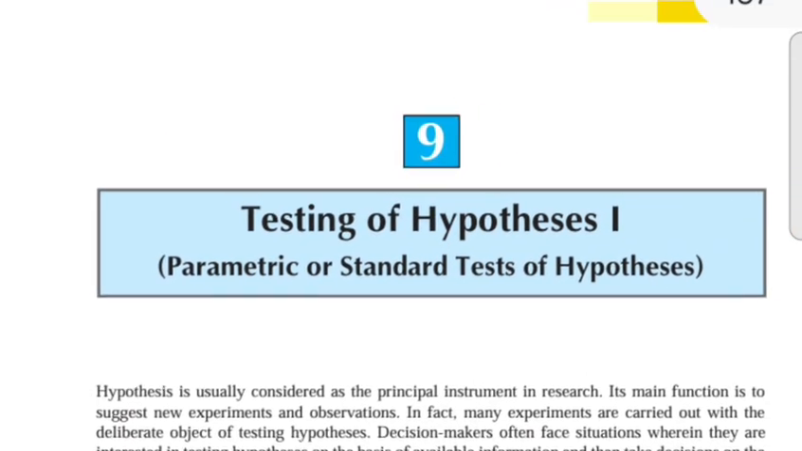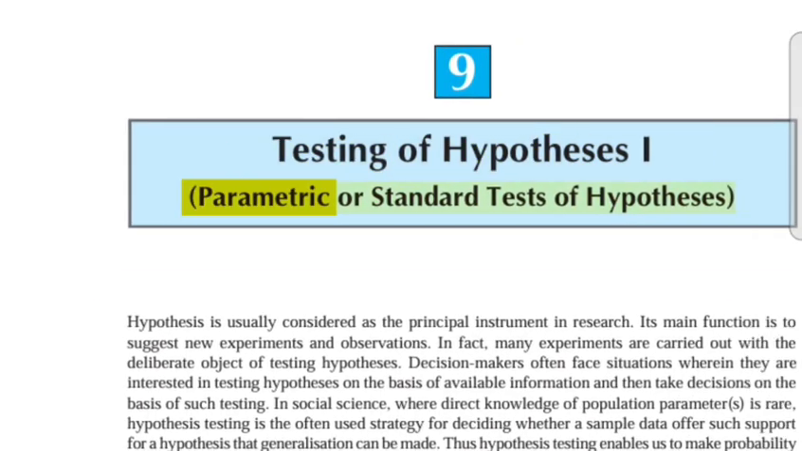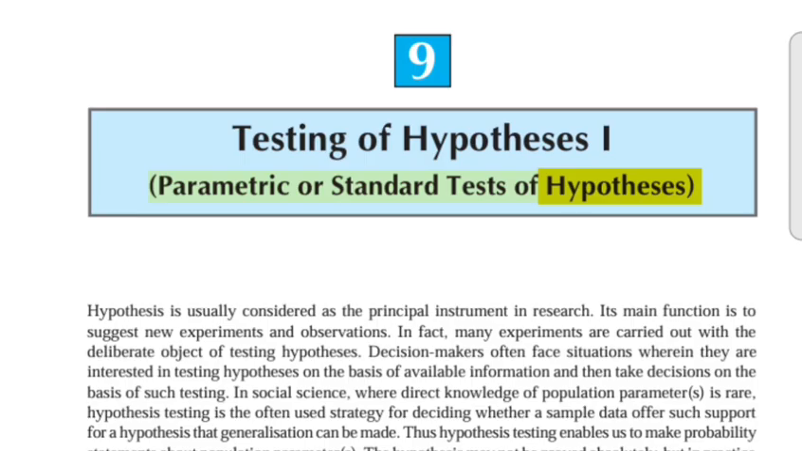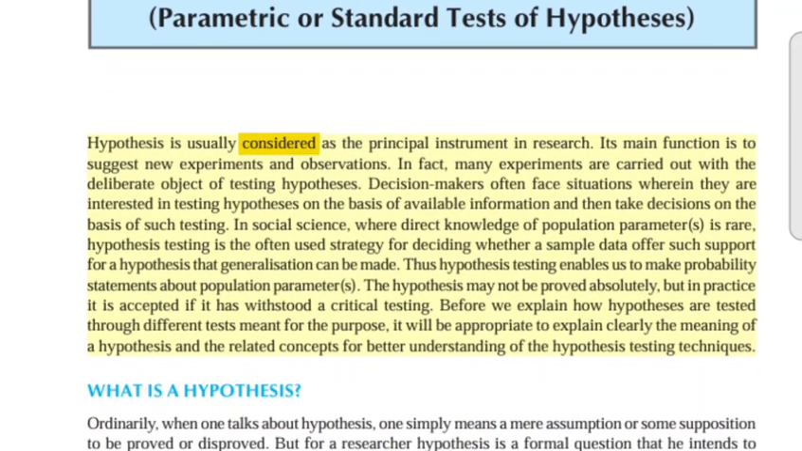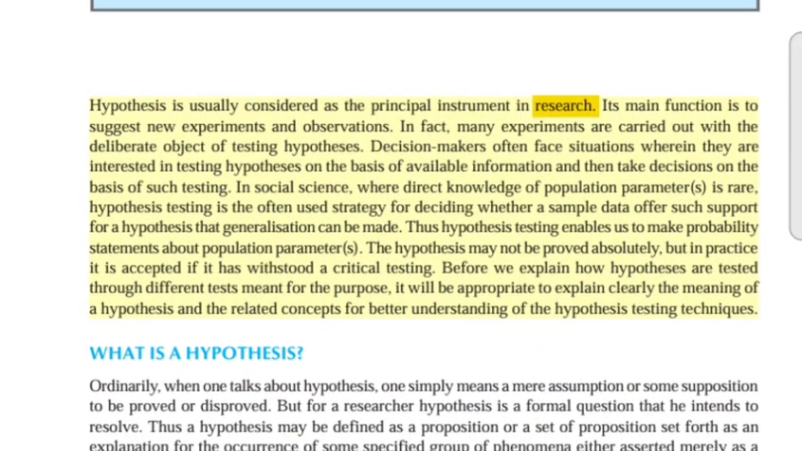Research Methodology, Chapter 9: Testing of hypotheses. Parametric or standard tests of hypotheses. Hypothesis is usually considered as the principal instrument in research. Its main function is to suggest new experiments and observations. In fact, many experiments are carried out with the deliberate object of testing hypotheses.